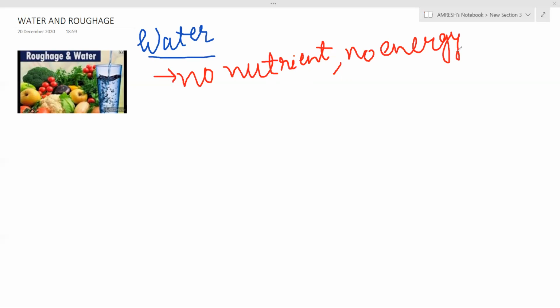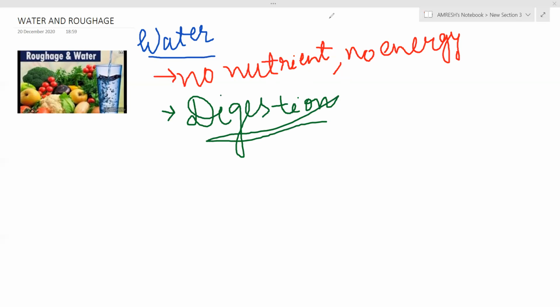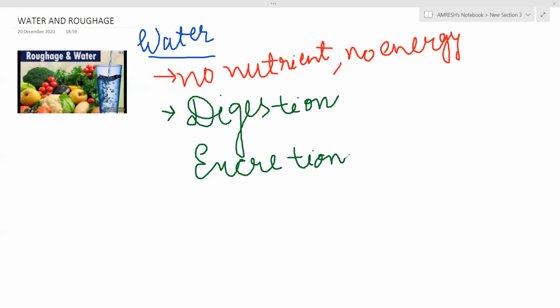But it helps in digestion. This one you have to write in green color. Helps in different process like digestion. Excretion, you will read this everything. What is digestion? What is excretion? We will read it. Just you write now. Excretion means removal of harmful materials from the body, and digestion means breakdown of food into smaller particles so that it can be absorbed by the body. We'll read it in detail.